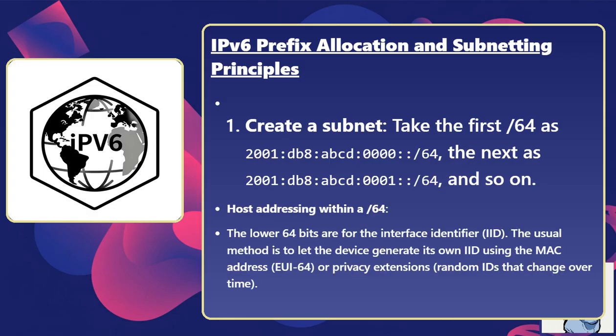Host addressing: within a /64, the lower 64 bits are for the interface identifier, the IID. The usual method is to let the device generate its own IID, using the MAC address (EUI-64) or privacy extensions, random IDs that change over time.